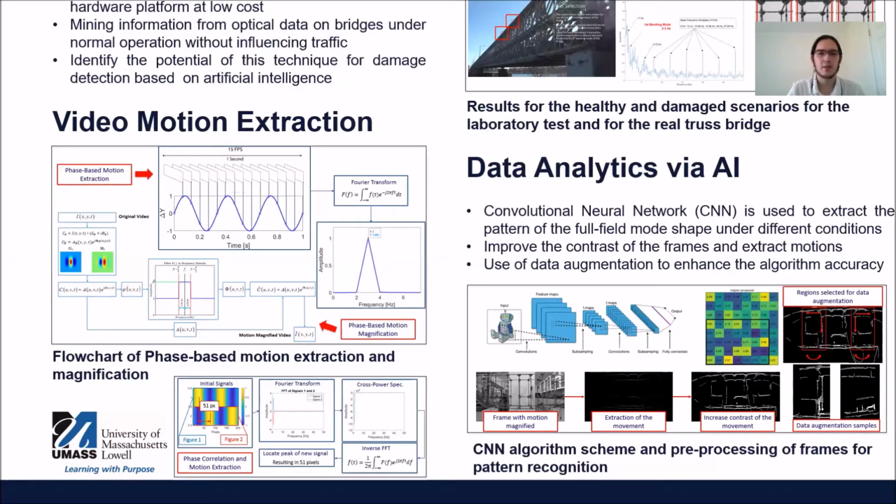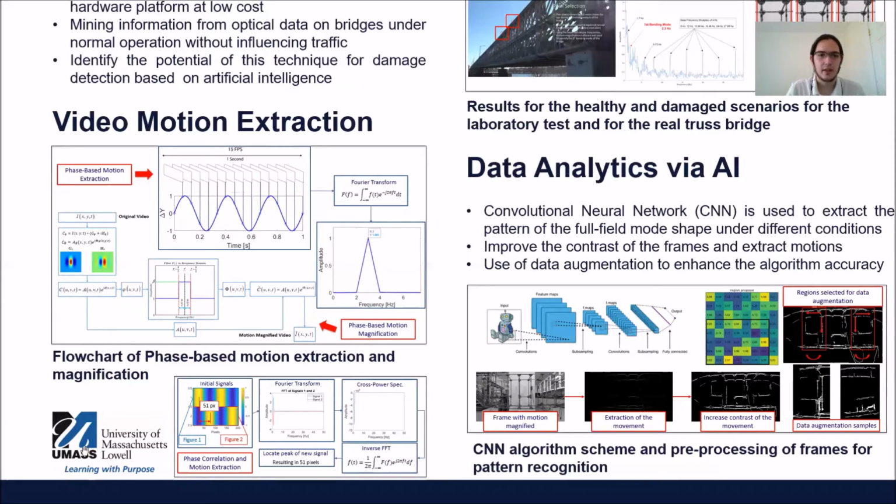For phase-based motion magnification, if you have a video I of x, y, and t, where x and y are the positions in the frames and t is the time of the frames, we can convolve it, which is the technique explained here on the bottom, with Gabor wavelets, and that gives us an equation of the form of an amplitude times the exponential of phi angle. It's well known that this phi angle contains the displacement and position information of the frames.